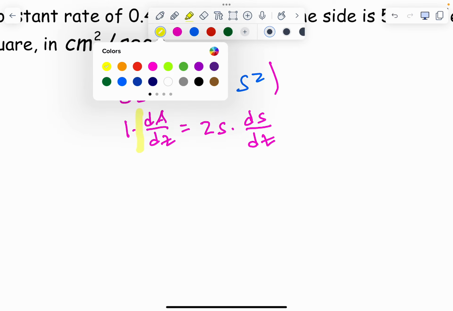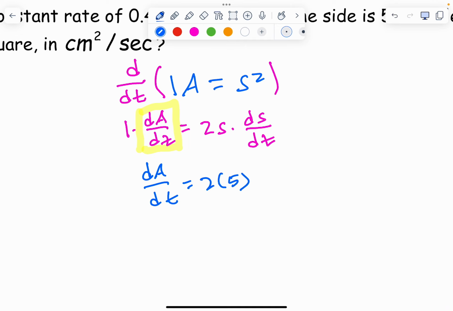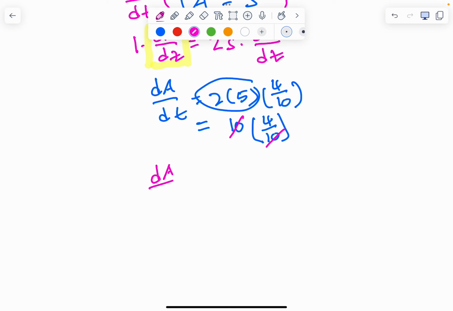Now let's see what components are given to us. We are looking for this, and we have everything else, correct? So let's write out. We have dA over dt is what we are looking for. 2 times, what was our side measure, everybody? 5. And then we rewrote ds over dt as what? 4 over 10. Here's why we did. What is 2 times 5? 10. If I take 10 times 4 over 10, wouldn't the 10s cancel each other out? So our clean answer would be dA over dt is equal to 4. And because it's the area, I'm going to say centimeters what?